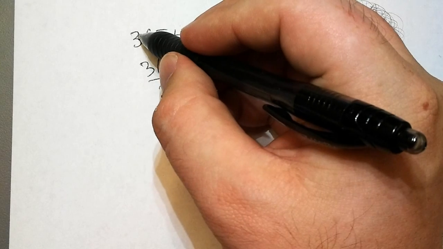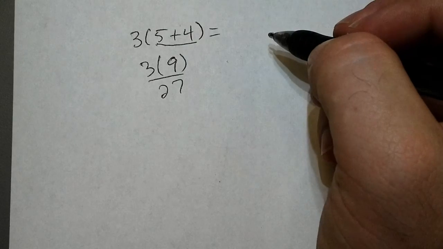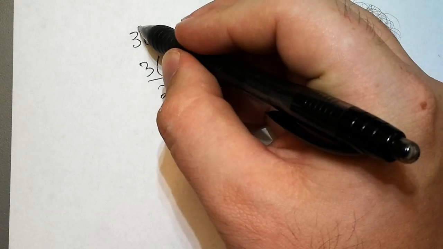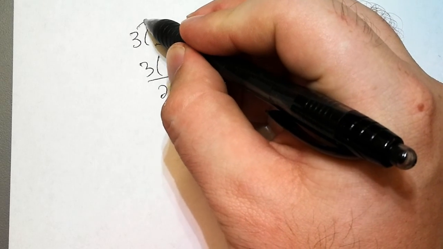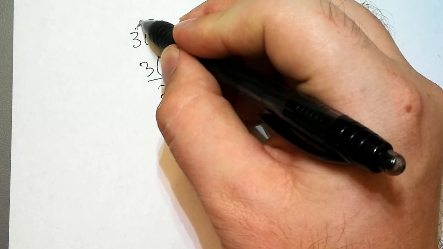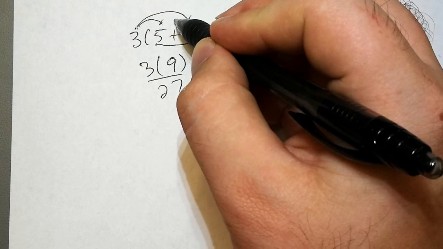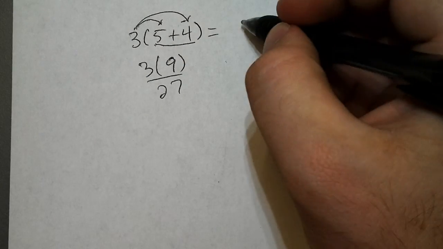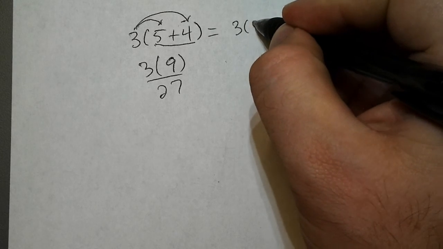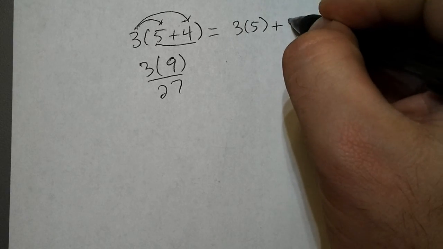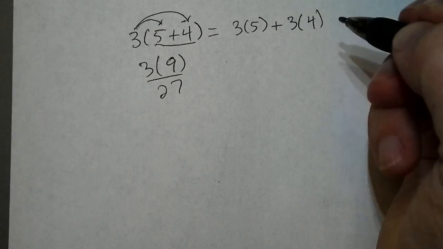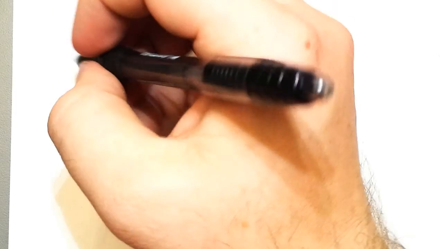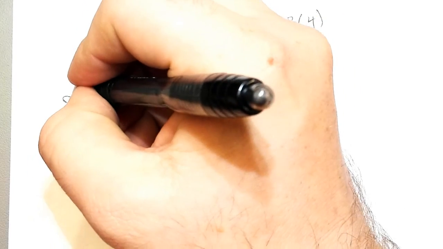If we have a number outside the parentheses and we're multiplying by everything inside, what we could do is called distribute, where you multiply it by the first value and then the second value, and then you follow the operation in the middle. So this says add in the middle, so we're going to go 3 times 5 plus 3 times 4. This is called the what? The distributive property.